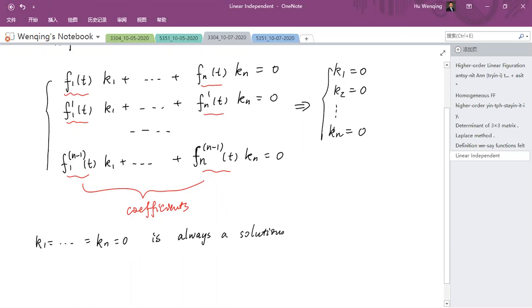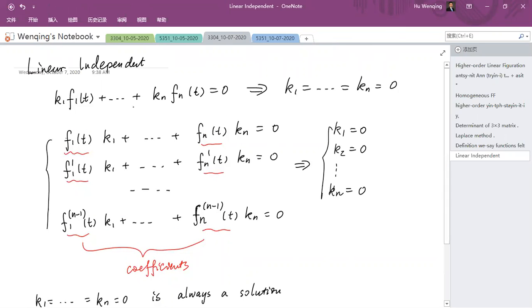I mean, this is very trivial because if you put all these zeros there, it is automatically going to result in a 0 on the right-hand side. So this is always a solution. So what does linear independence say? It says that if you have these identities, then it will imply that K1 through Kn are always 0. So what does it mean? It means that this 0 is the unique solution.